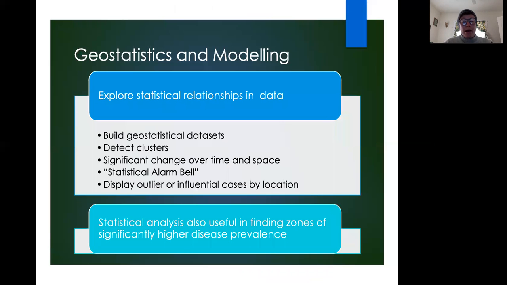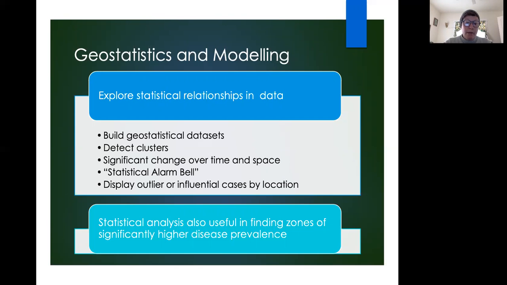All right. So, if you have the kind of information about disease that we were just talking about, you can start to explore the statistics of the information to figure out where you might expect to see disease pop up next. So you can build all sorts of geostatistical data sets, pulling information in about where people live, where disease comes from, landscape information, climate factors. You can detect clusters and patterns that start to show where this information combines to create the perfect storm for a disease to occur.